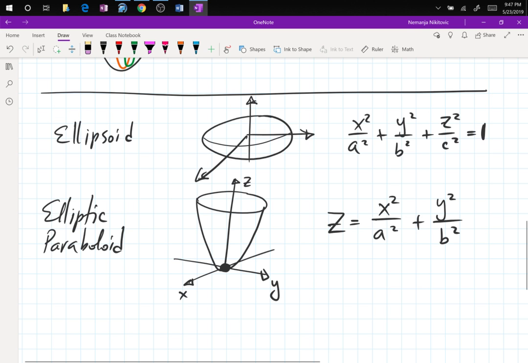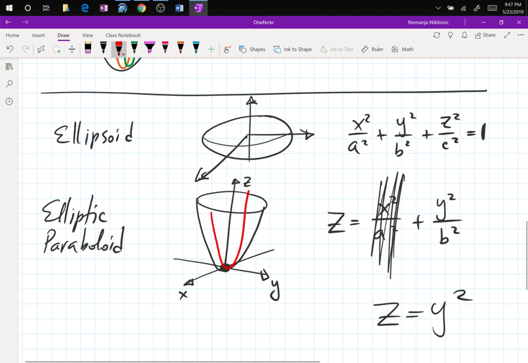Now, if you are to cut x equals 0, which is along the y-axis, what do you get? You get z equals y squared. Don't worry about b squared, that's just a number, who cares? What is z equals y squared? Parabola. Do you see a parabola? Of course you see the parabola when you cut, right?